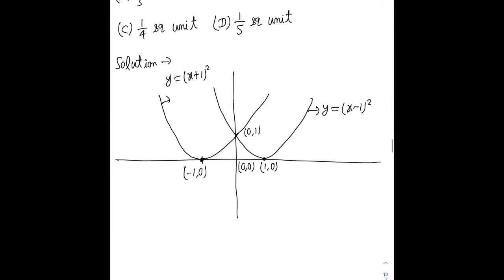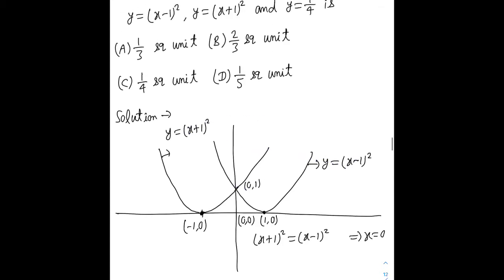So I told you the method. You have to find the point of intersection of these two curves. So left hand side is y, then you can equate the right hand side, (x plus 1) whole square equal to (x minus 1) whole square. So you will get x equal to 0, and when x is 0, you can substitute in any one of the equations, you will get y equal to 1.